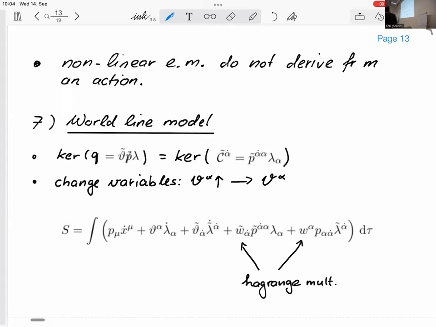I should say here I changed variables. I absorbed the shift in the theta. So now this is actually bosonic. Everybody is bosonic. This is bosonic, this is bosonic, everybody is bosonic.